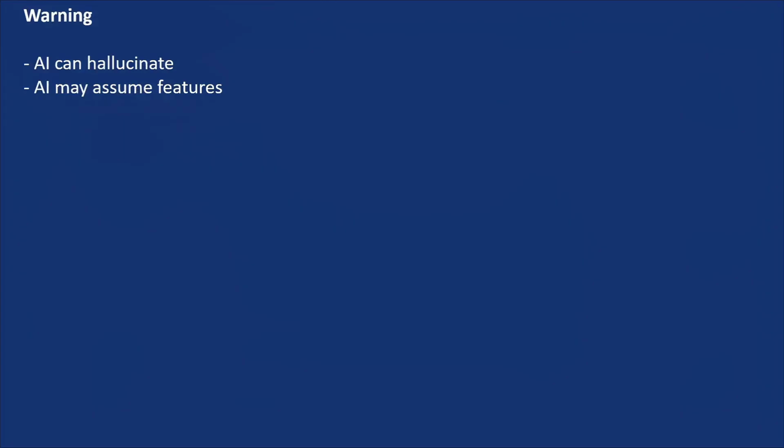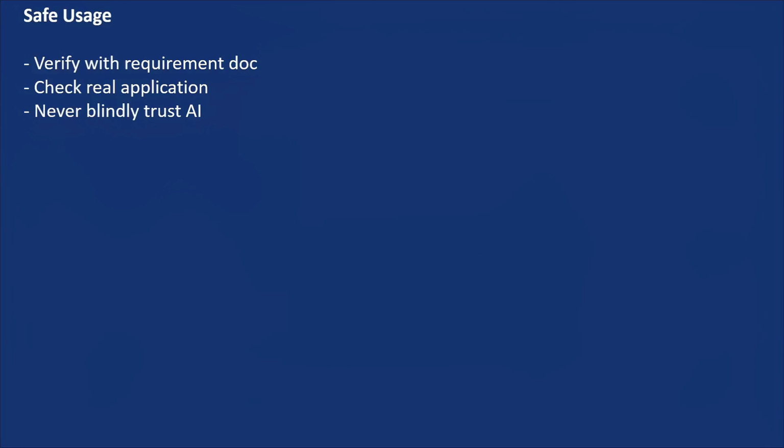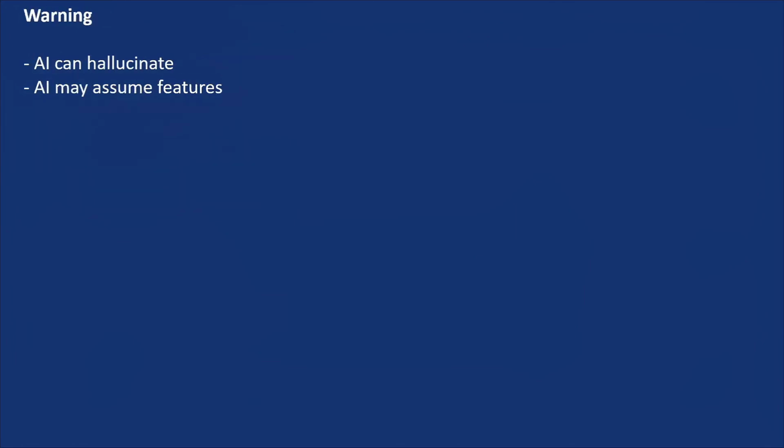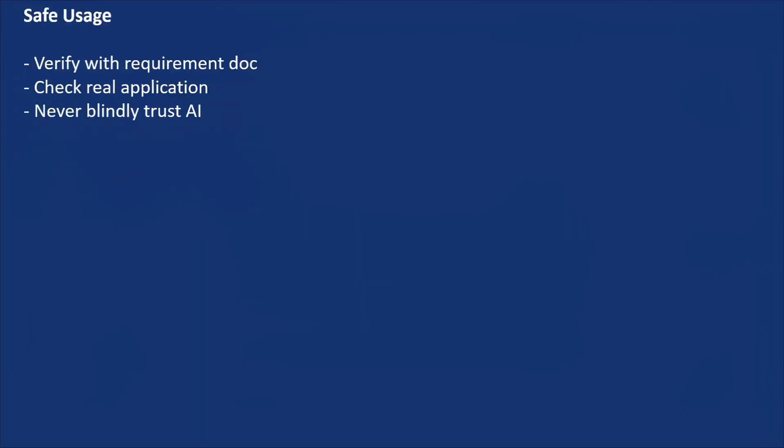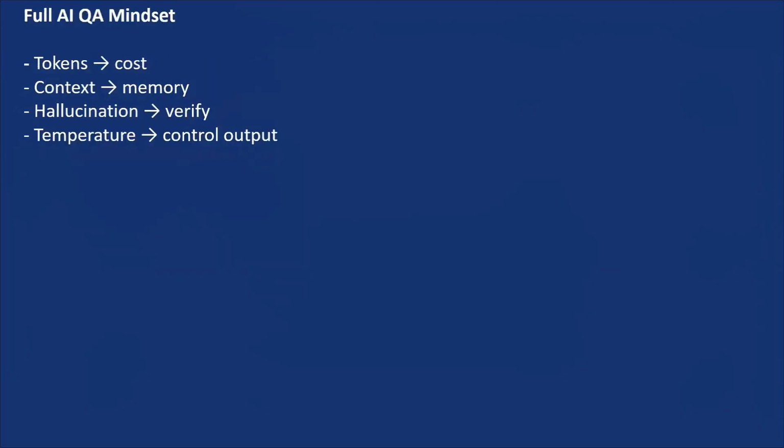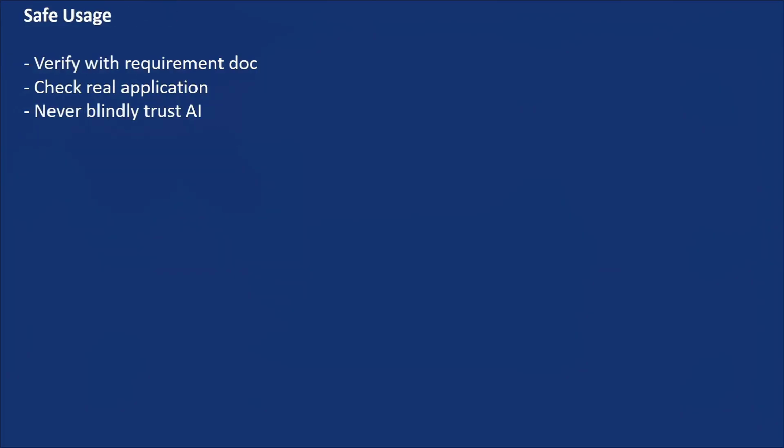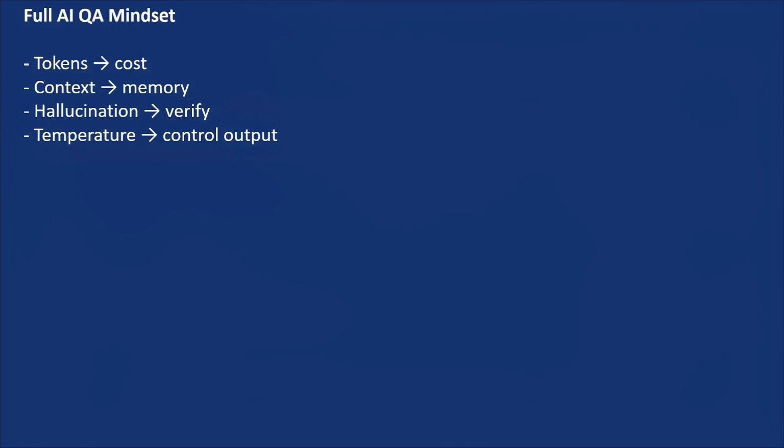Now there is one warning here: AI can hallucinate, because whatever output you get via AI, you need to validate it once. AI may assume things, AI may add non-existing features. So always verify with the requirement document, check the actual application, and never blindly trust AI. So the safe use is just verify, check it, and never blindly trust AI.